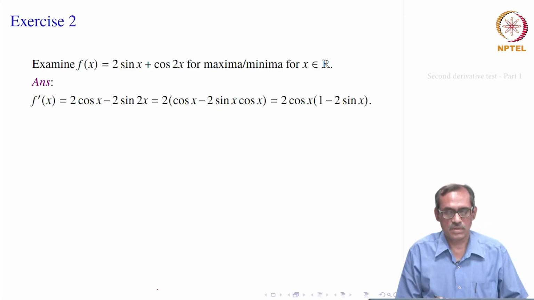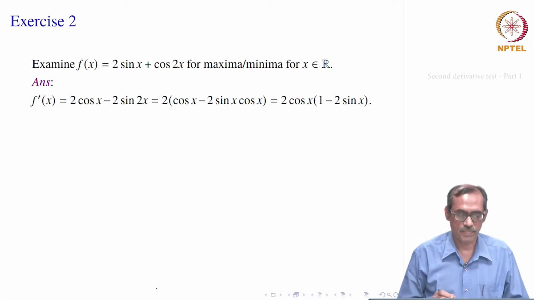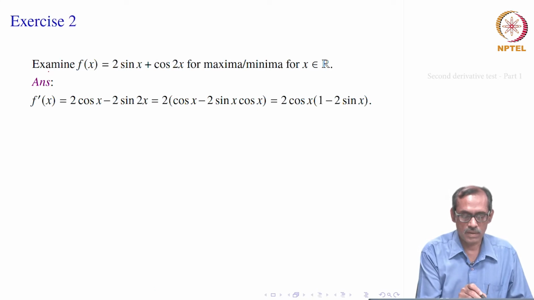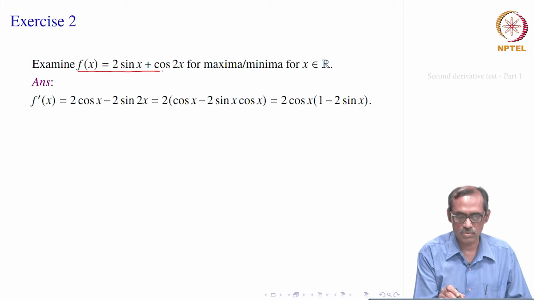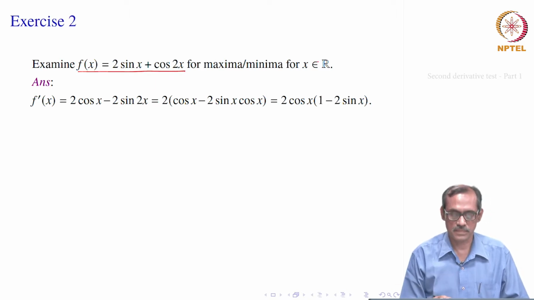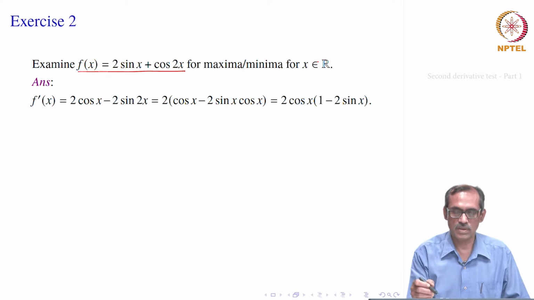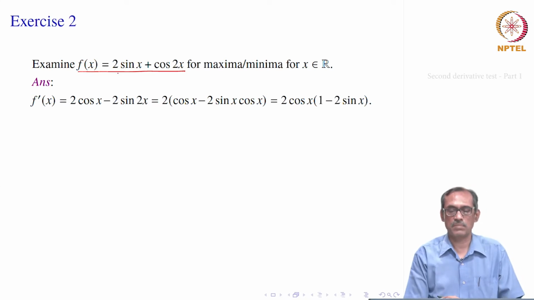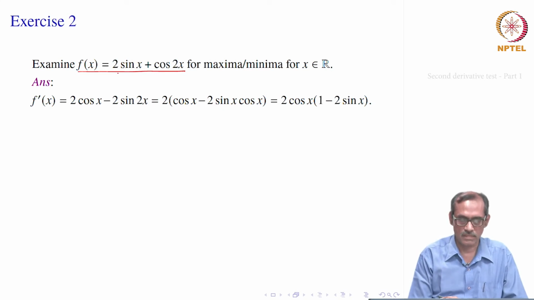Okay. So, let us go to the next problem. It is asked to examine this function f(x) equal to 2 sin x plus cos 2x for its maxima or minima. So, that is, find all possible local maxima, local minima, absolute maxima, absolute minima if possible, right. So, the function is 2 sin x plus cos 2x.